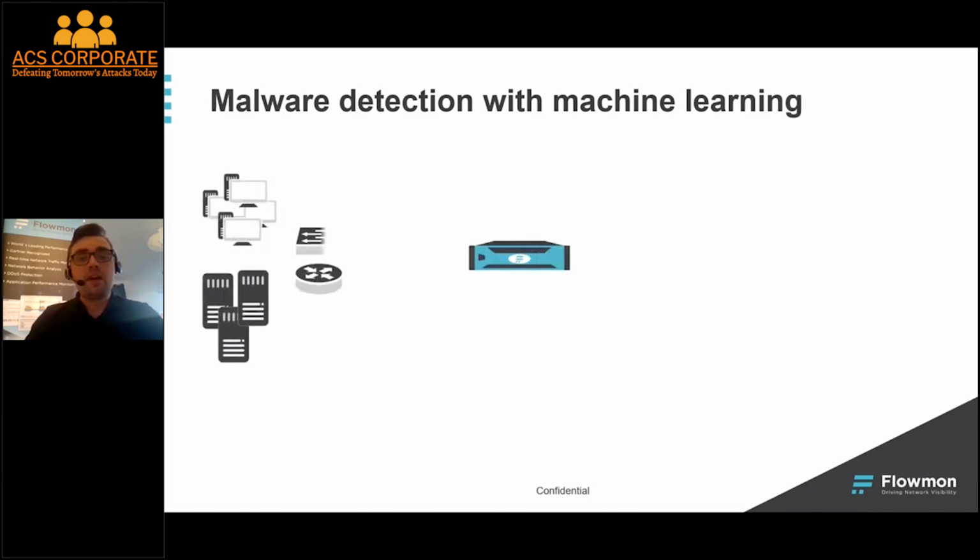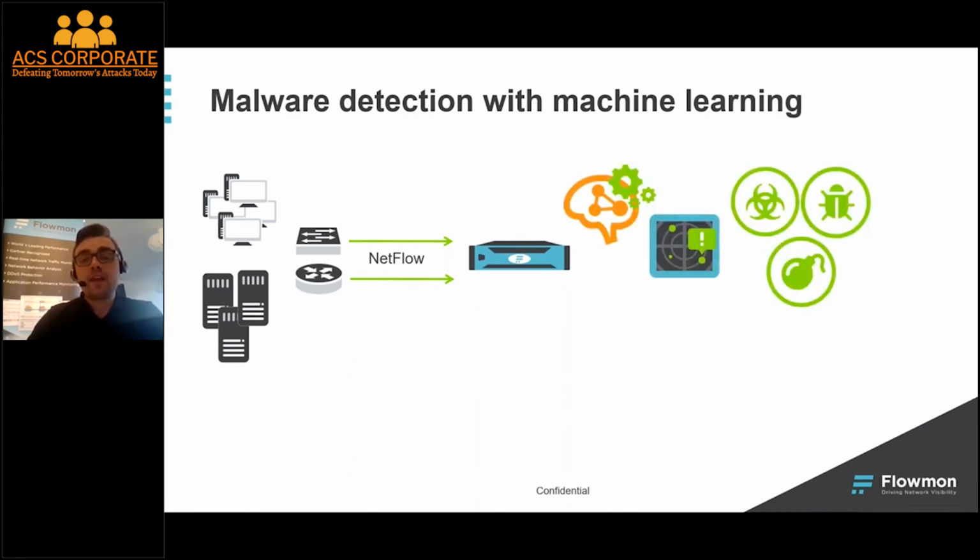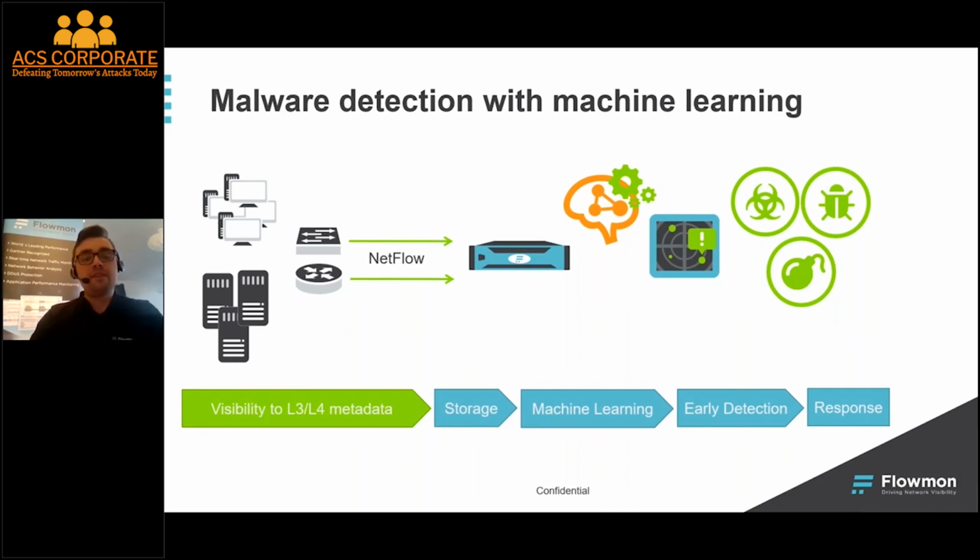So let's take a look at how it looks in the use case with NetFlow, with the standard layer 3, layer 4 information. On the left side, we have a network. There is some router and switch from which we consume NetFlow to the collector, and the NetFlow data, the metadata or network telemetry, is stored on the collector, and there the network behavior analysis is done. So we have the visibility into layer 3, layer 4, we store the information, and we run machine learning algorithms over that to be able to provide early detection and response.